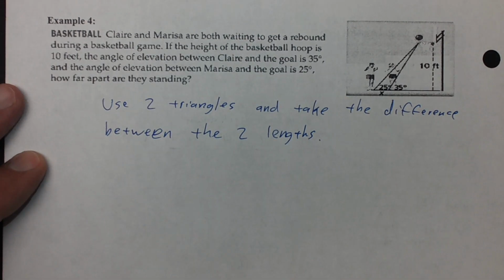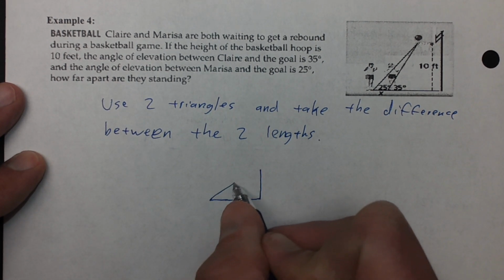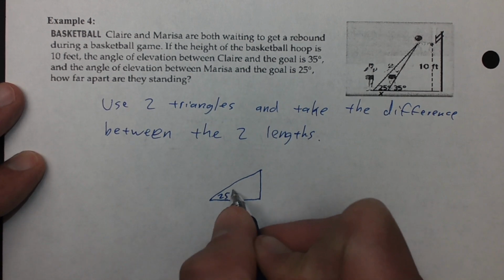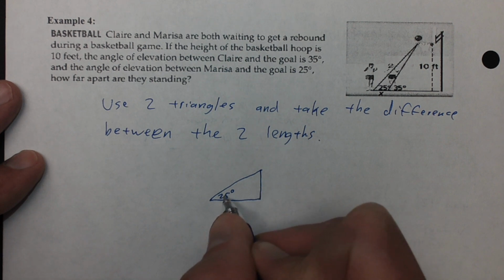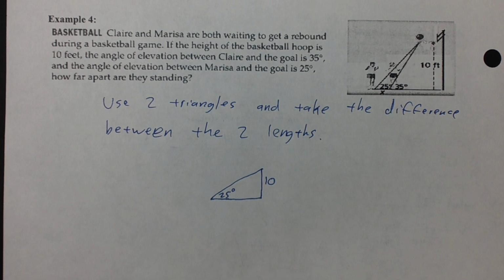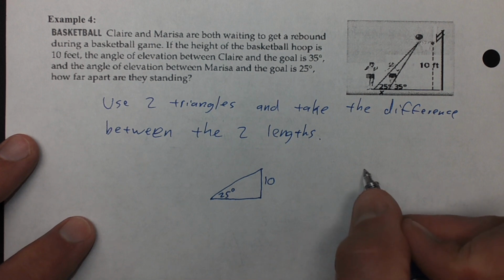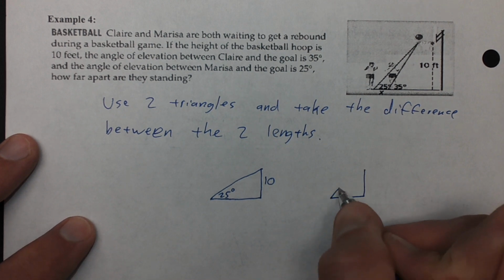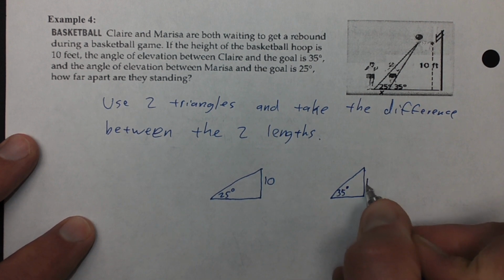Okay, so let's draw two triangles. Let's say this is the 25-degree angle. This is actually Marissa. Marissa's standing here, and she's got a 10-foot hoop that she's looking up at. And the other person is going to be looking up at a 10-foot hoop, but not as far away, which means the angle is steeper. It's going to be a 35-degree angle.